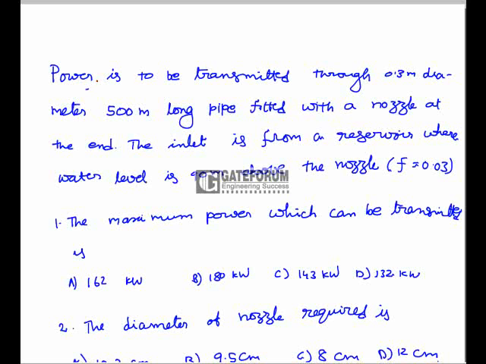Water is to be transmitted through a 0.3 meter diameter, 500 meter long pipe fitted with a nozzle at the end. The inlet is from a reservoir where the water level is 90 meter above the nozzle. Take F equal to 0.03. The maximum power which can be transmitted is, and the second question is the diameter of nozzle required is.